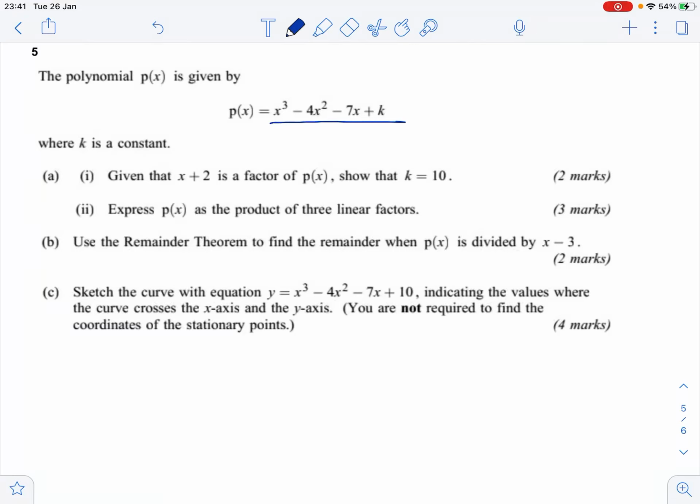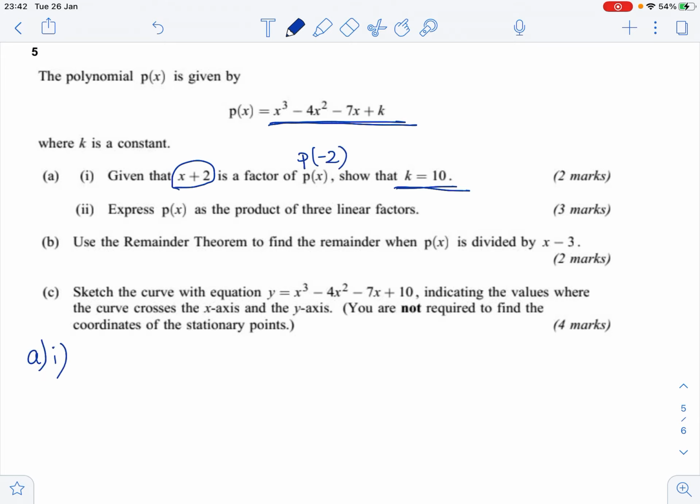Hello everyone, let's look at question 5. So we have the polynomial p(x), which is this. So part A, we want to show that k is equal to 10, and we are given one factor, x plus 2. So according to the factor theorem, x must be minus 2.